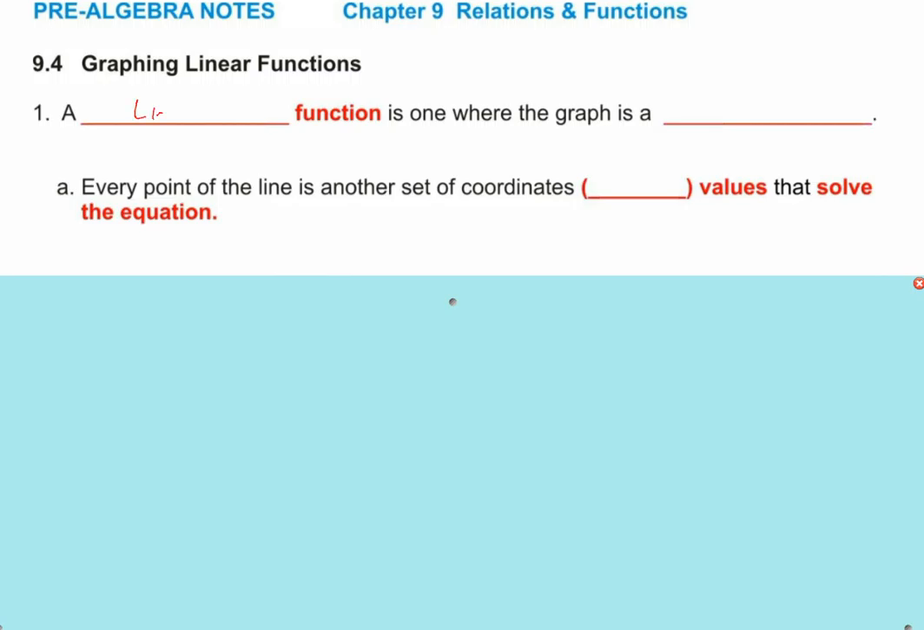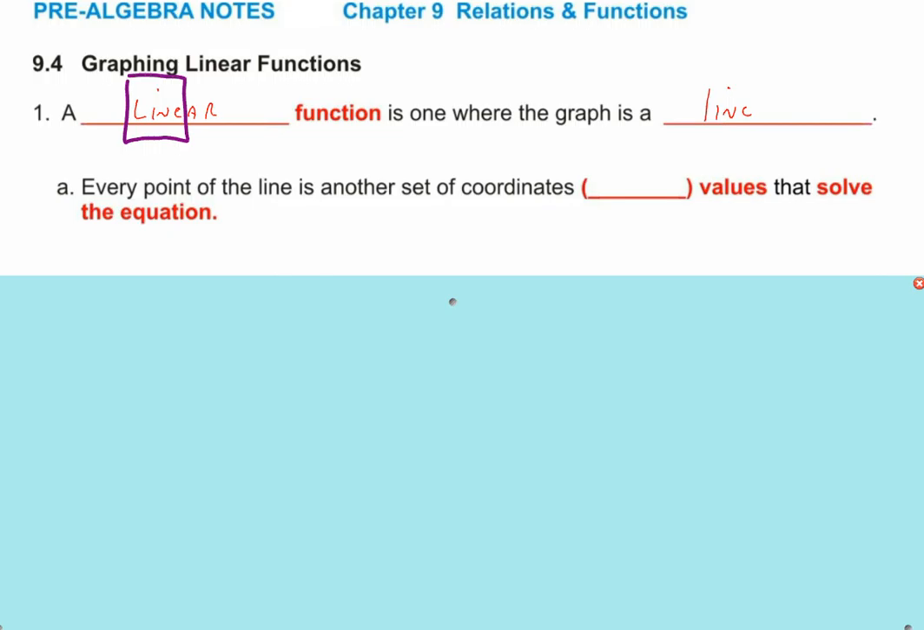So first off, a linear function is one where the graph is a line. A linear function, if you don't have your notes, then take them on paper as always. A linear function is one where the graph is a line. Now, if you look at the word linear, you'll see the word line right there. And it should be easy to remember that linear functions are functions where when you graph it, it's a line.